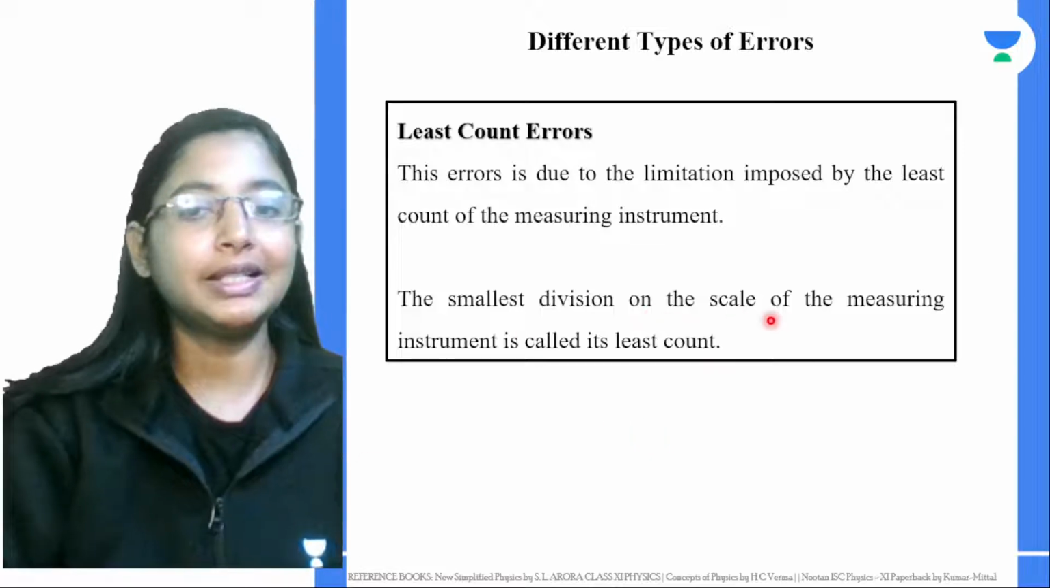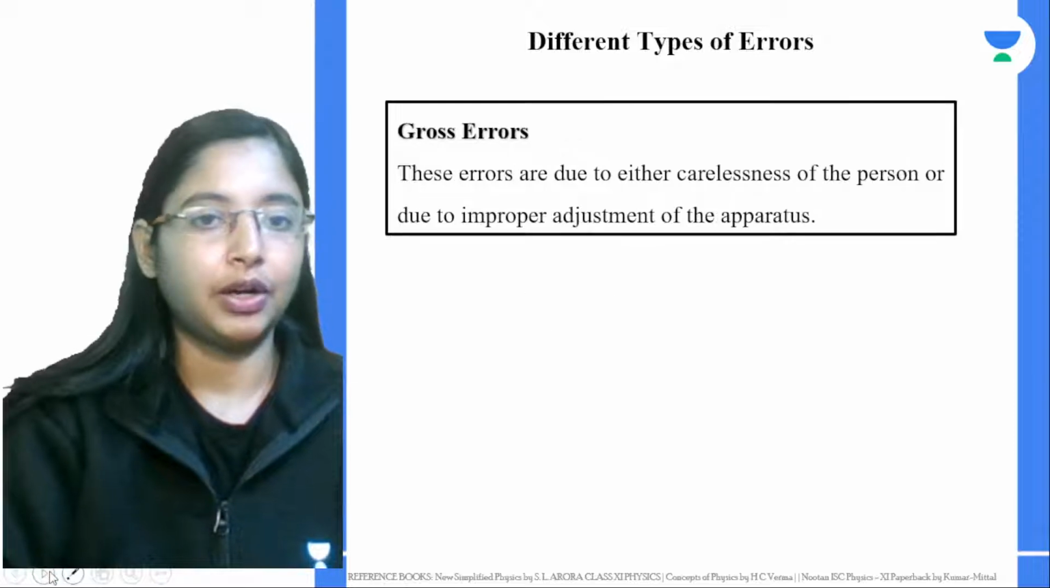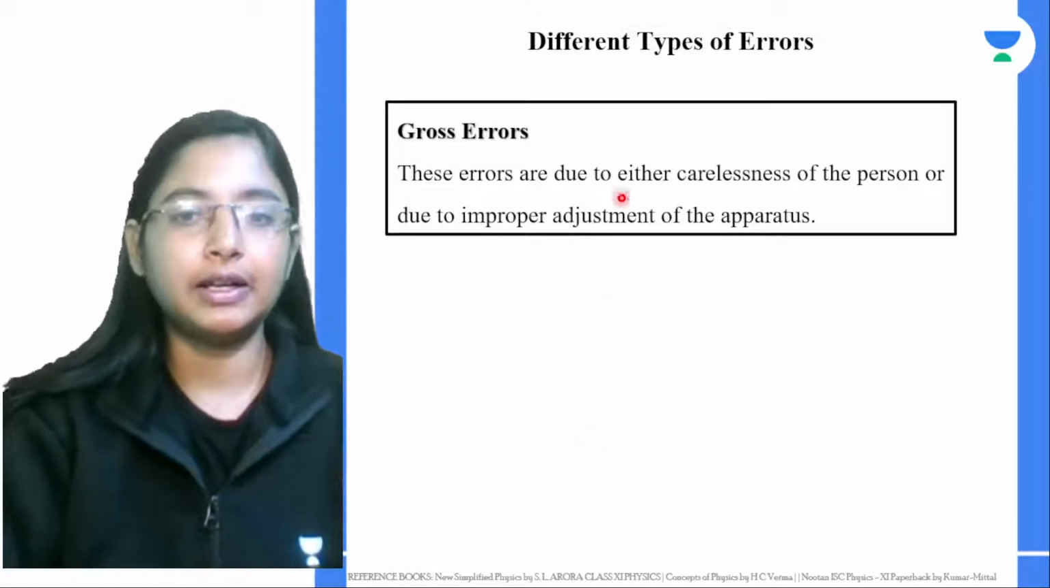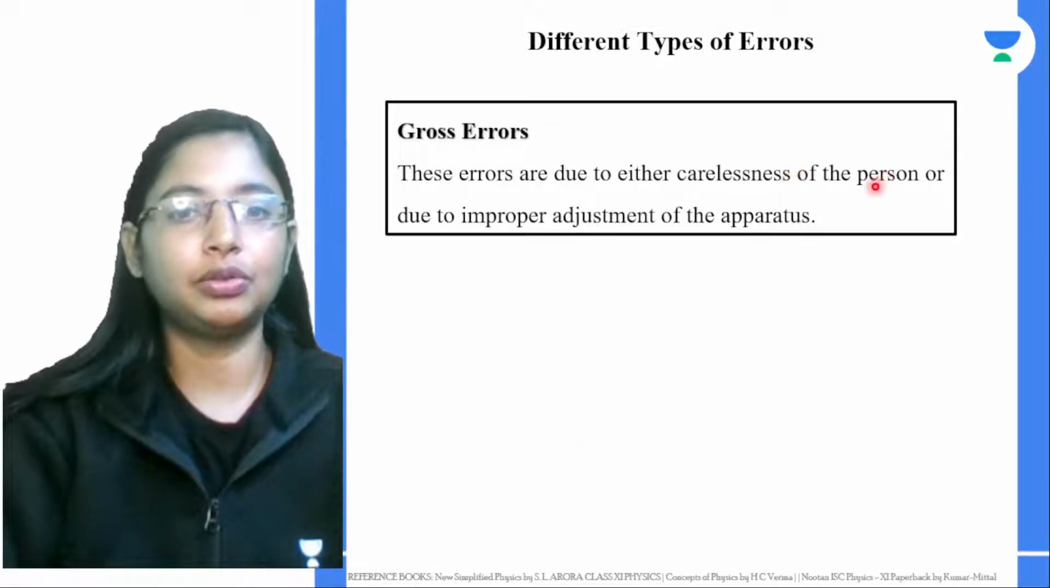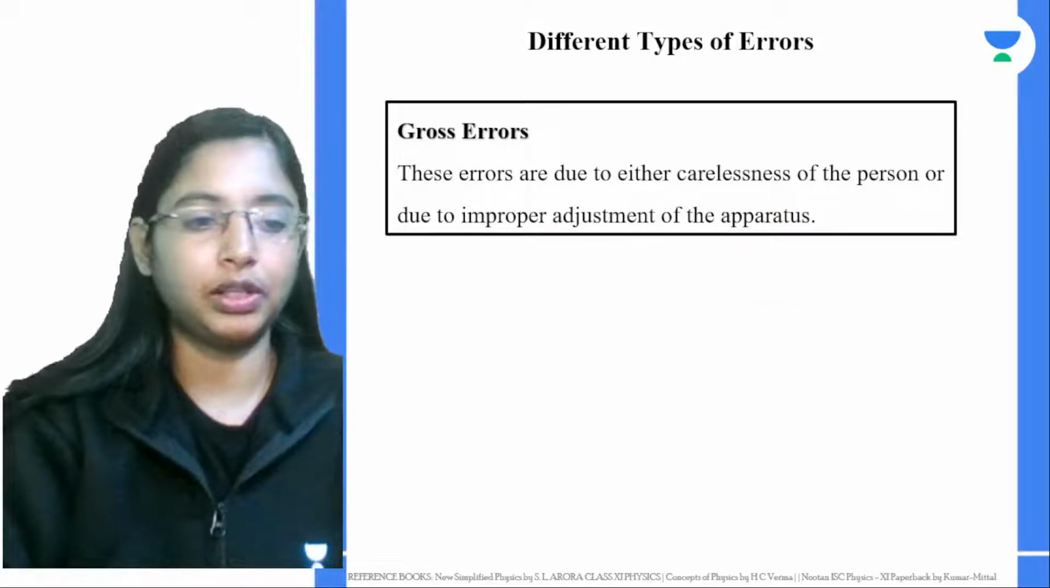The smallest division that you see on the scale of a measuring instrument, we call that the least count. Next is gross errors. This occurs due to either carelessness of the person or improper adjustment of the apparatus. Okay, that is a quick overview of all types of errors.